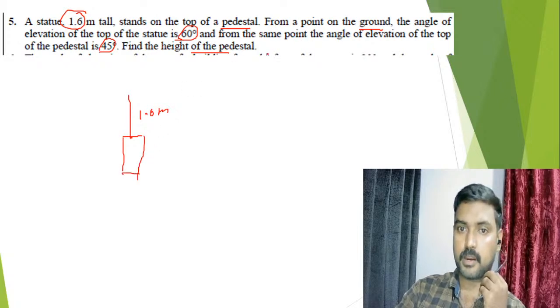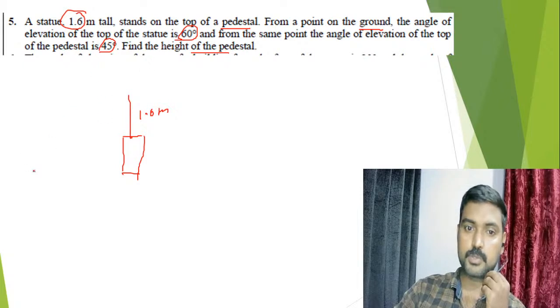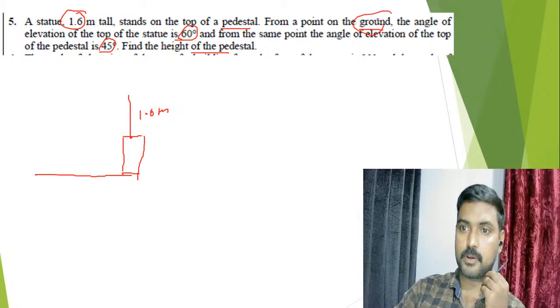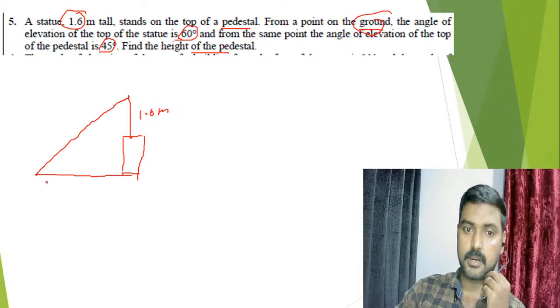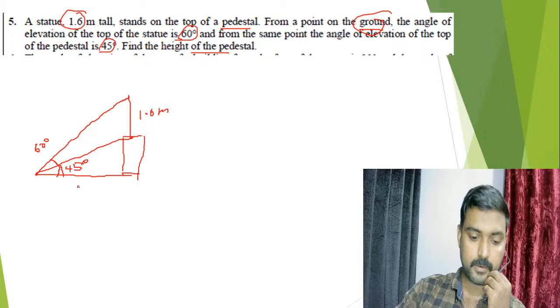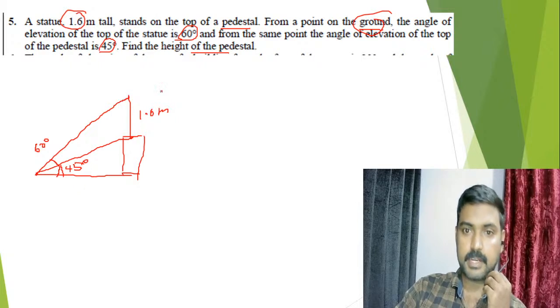From a point on the ground, the angle of elevation of the top of the statue is 60 degree. So ground level, the base, is required. It is looking to the top of the statue. The top of the statue is 60 degree, and from the same point the top of the pedestal is 45 degree. Okay, so we can understand that. Find the height of the pedestal, which we can mark as h.